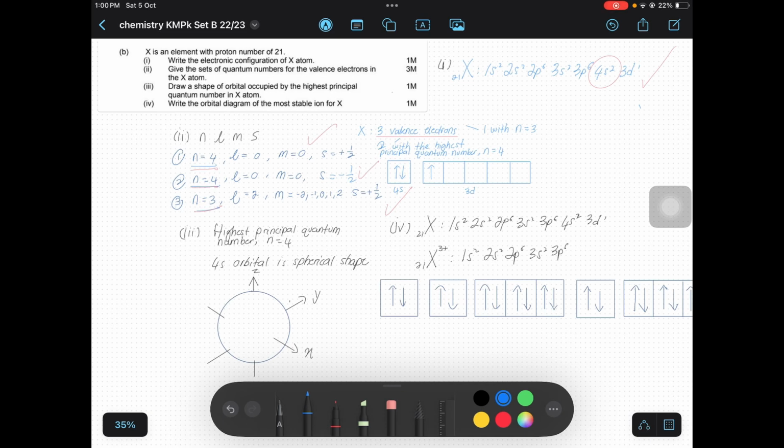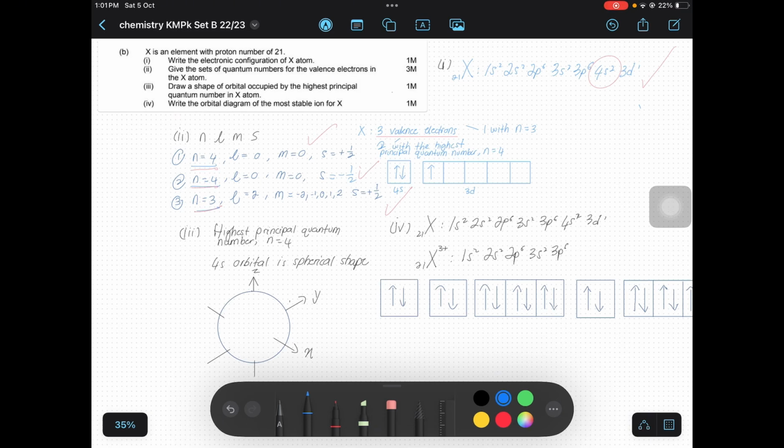As you can see, the answer, I'm going to explain one by one. For the first set, n equals 4, l equals 0, m equals 0, and s equals positive half. For the second set, n equals 4, l equals 0, m equals 0, and s equals negative half. While the third is n equals 3, l equals 2, m equals negative 2, negative 1, 0, 1, and 2, and s equals positive half.